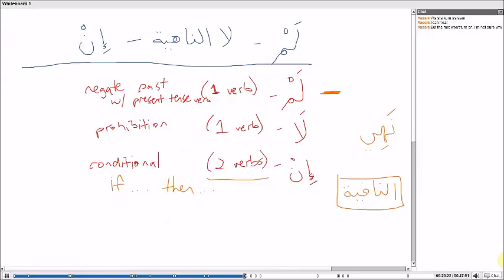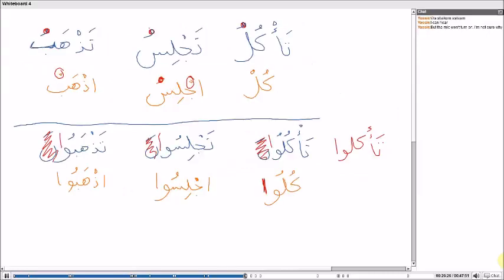You're just going to put a sukoon. Putting a sukoon on the singular is easy. You drop the dhamma and put a sukoon. As for the plural, you're going to drop the noon and add an aleph for wiqaya, or protection of your wow. Any questions about that?